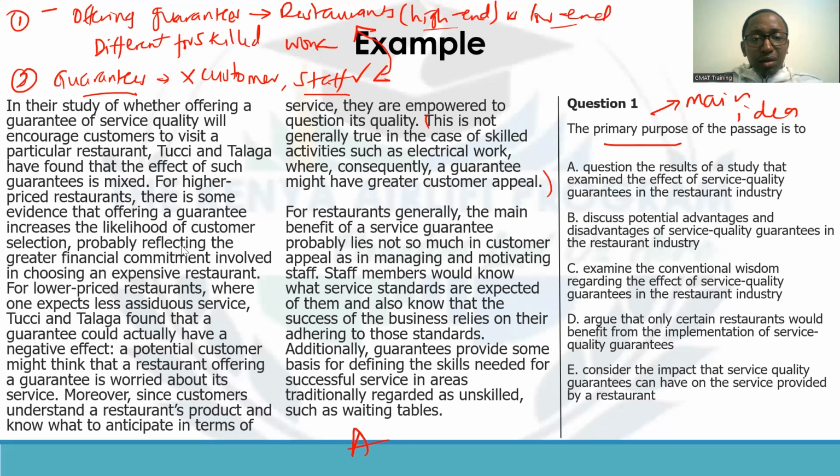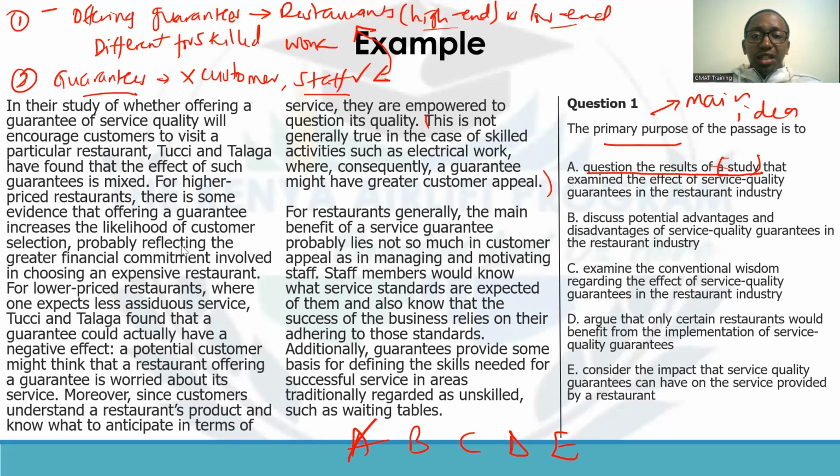So with that, we can look at our answer choices using process of elimination. A: question the results of a study that examined the effect of service quality guarantees in the restaurant industry. First of all, question the results of a study. You'll notice that in our passage map, there is no study at all. Nowhere is there a study. So you can't really question the results of a study that wasn't there.